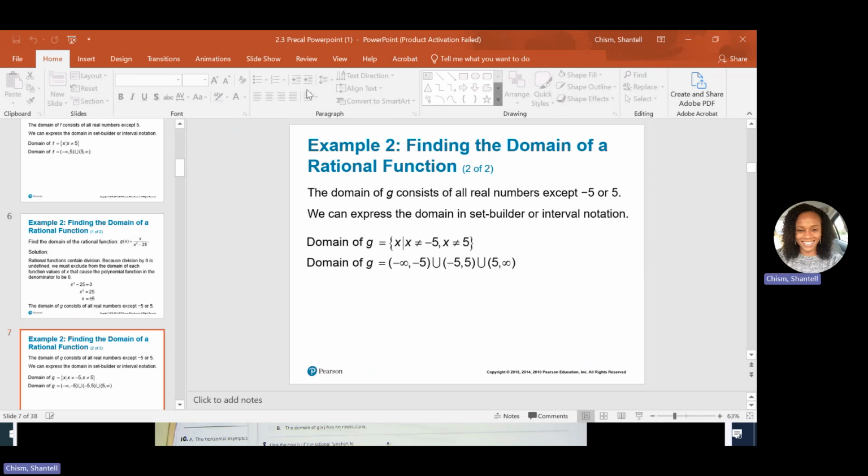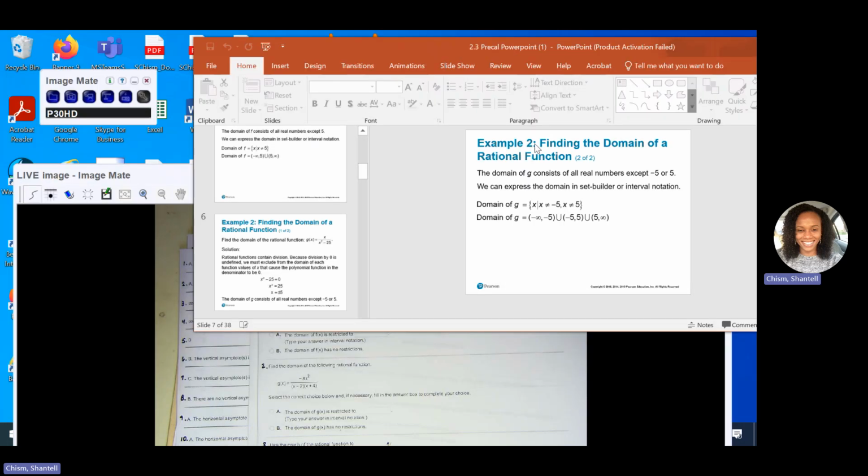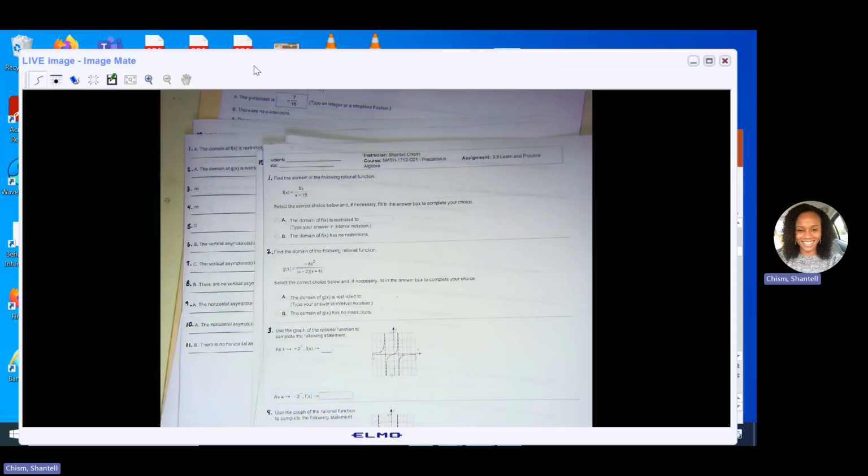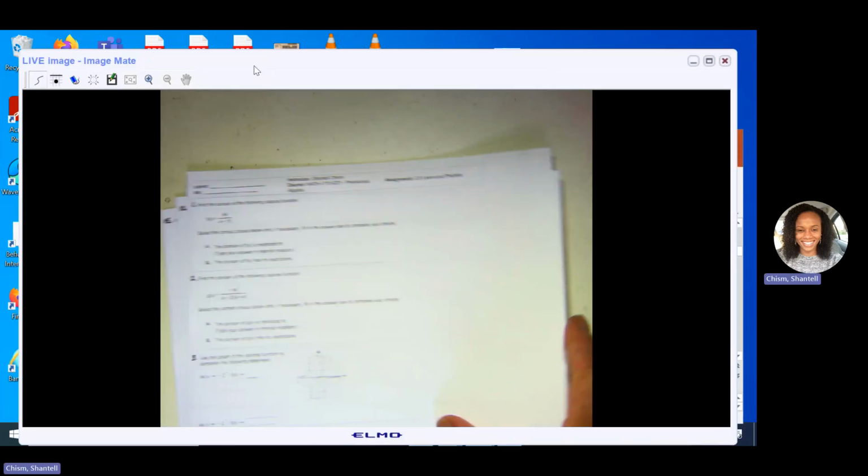And we're going to look at an example at this point now. So I'm going to minimize that for a little bit and pull up my document camera. Okay, come on now. There we go. All right, let's take a look at this.